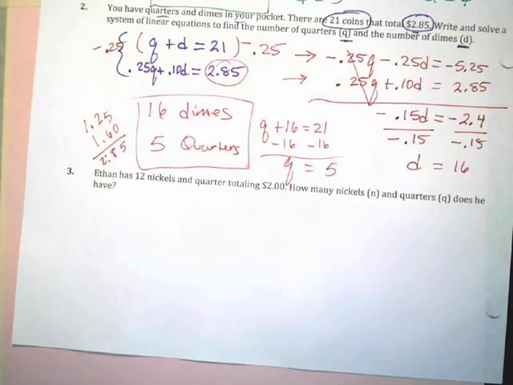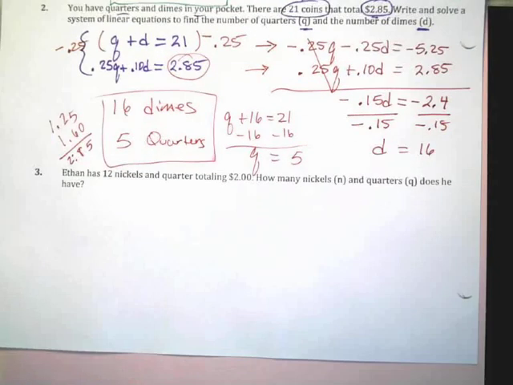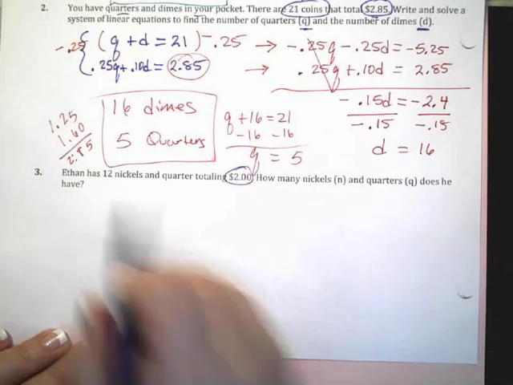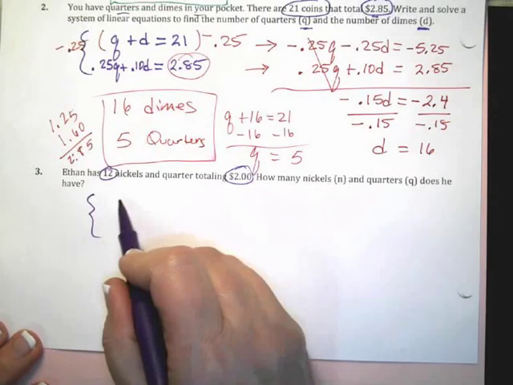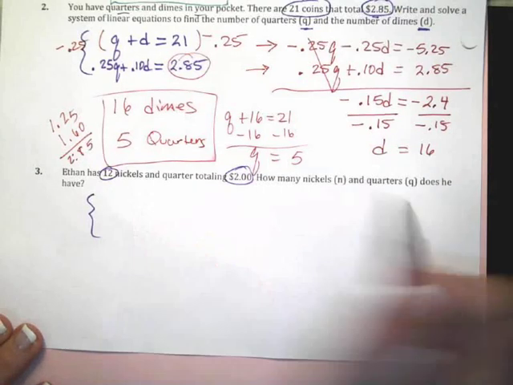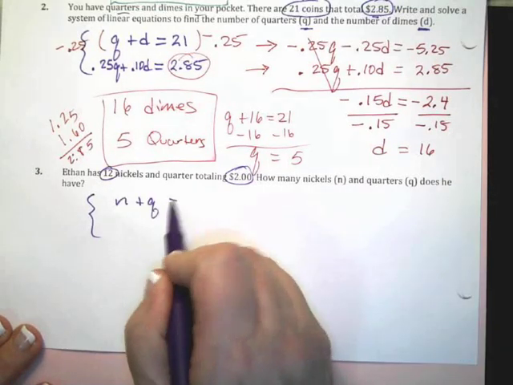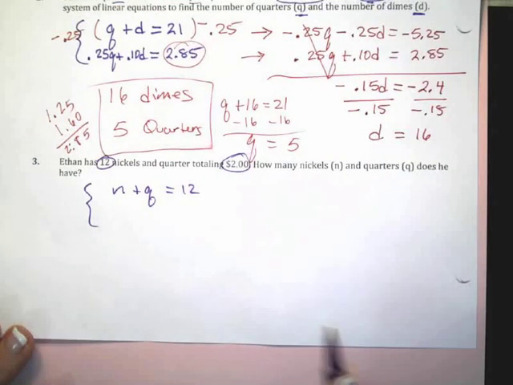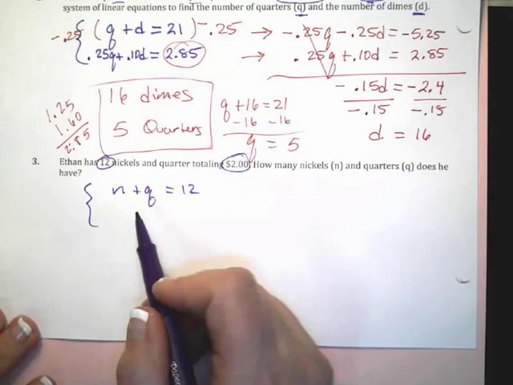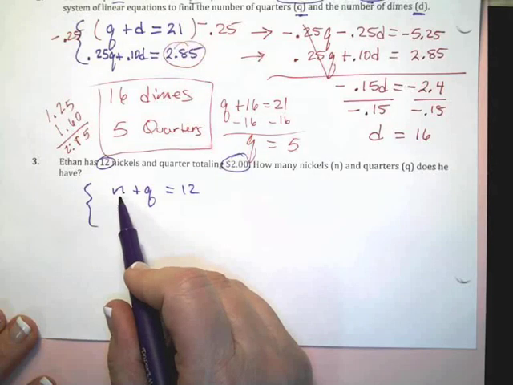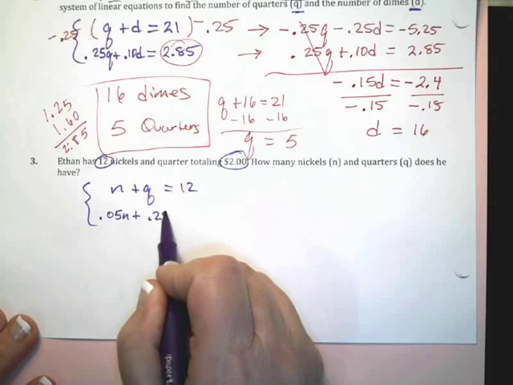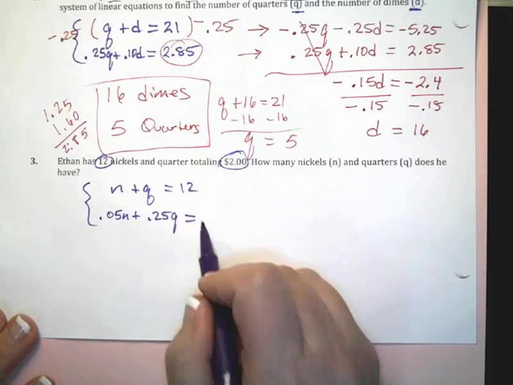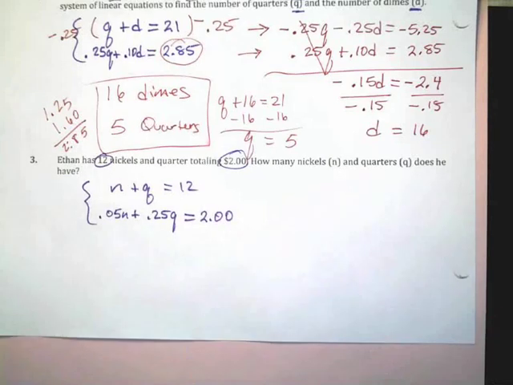Okay, number 3. Ethan has nickels and quarters totaling $2. He has 12 nickels and quarters. How many nickels and how many quarters does he have? So we have a total of 12 coins. So N plus Q is equal to 12. Now let's put the value of each coin. Remember, a nickel would be 0.05, a quarter is 0.25, and the total amount of money is $2.